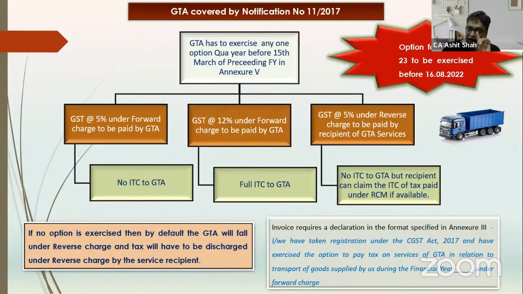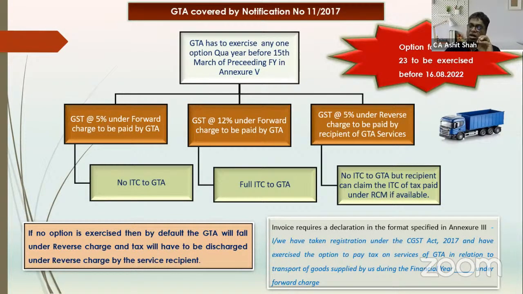ये option हर एक साल में उसे लेना है. Now we are in the financial year 22-23. On 16th July this has come. तो ऑप्शन ऑप्ट करने का उन्होंने बता दिया कि आपको ये ऑप्शन एक्सरसाइज करना है क्योंकि 15th of March तो चली गई थी. So they told you by 16th August 2022 that the option has to be exercised, whether GTA will follow under the RCM or under the FCM.